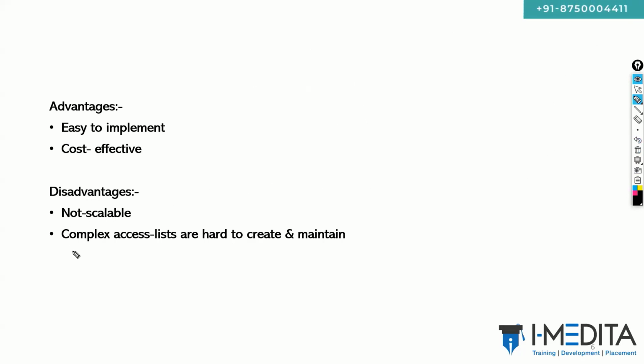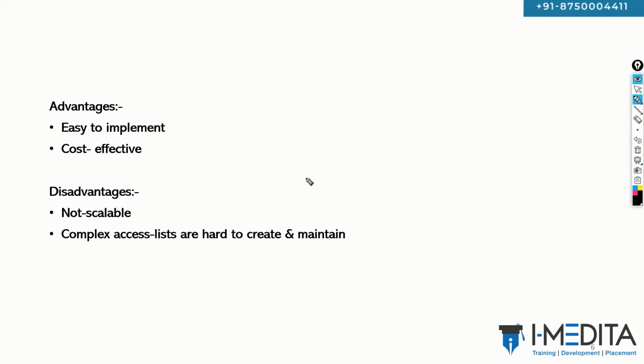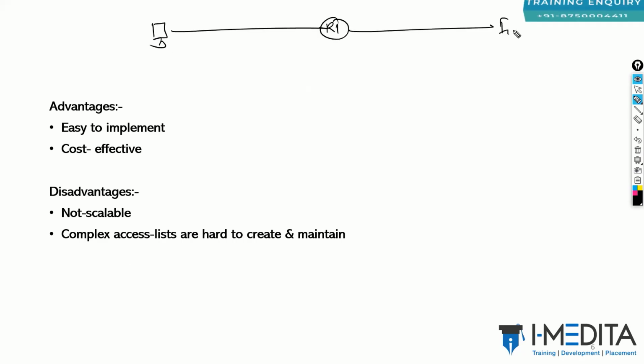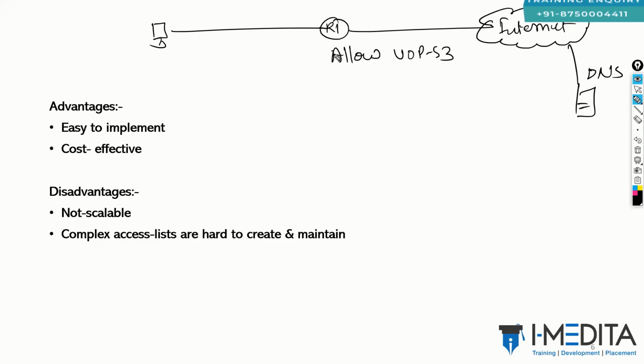Next is that complex access lists are hard to create and maintain. To understand it, let's go through the diagram. We have a PC connected with a router, the router is connected with the internet, and on the internet we have a server that belongs to DNS. We want this client to be able to access DNS, so we need to allow UDP 53, correct?